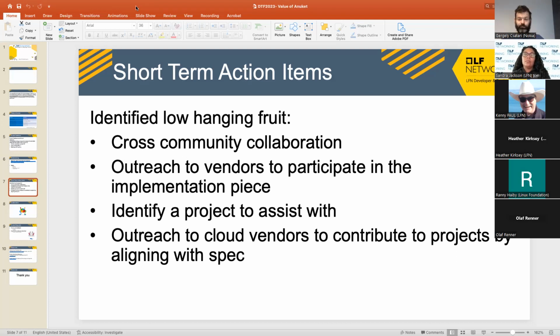Gergely and Sandra, in terms of the operators who are active in the Anuket TSC, what does Beth say on this matter?